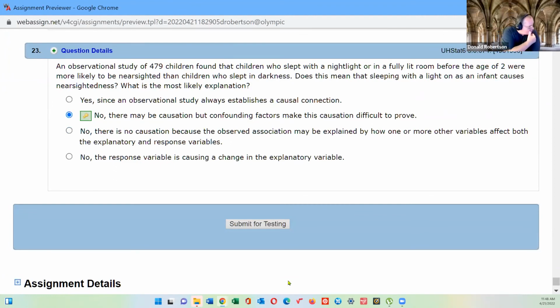So let's see what might be wrong with the sign. No, there is no causation because the observed association may be explained by one or two more variables affecting. You know, that is just another way of saying two. So I'm not quite sure why they picked two instead of the third dot, because I find it hard to see a difference.